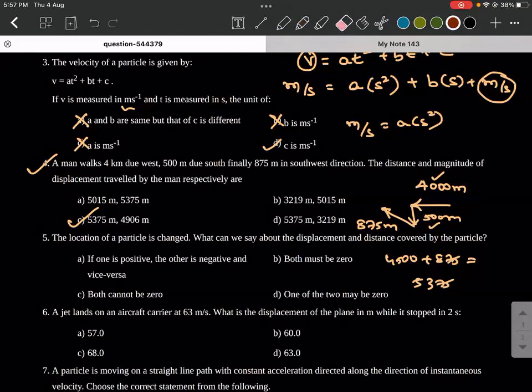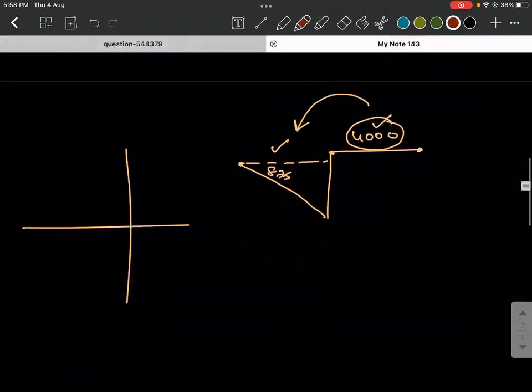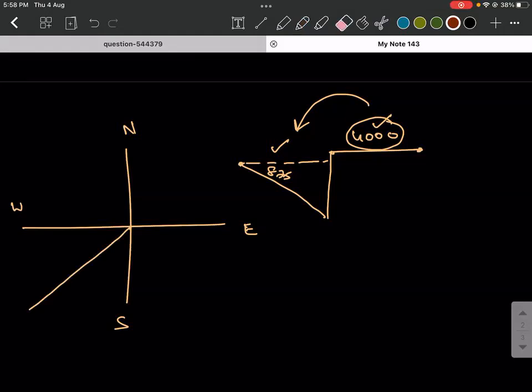Actually, there is a mistake, when I didn't check. See, if you take the basic system, this is north, south, east, west. Which is southwest? I drew the diagram in completely reverse. You never told me. So the person is starting here. He traveled this distance by 4,000, this by 500, and this distance by 875. So you need to find, if this is 45 degrees, okay.